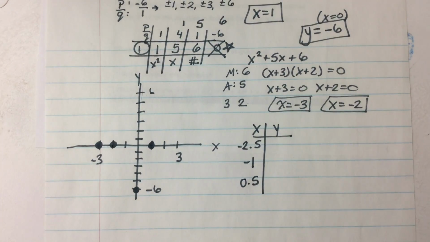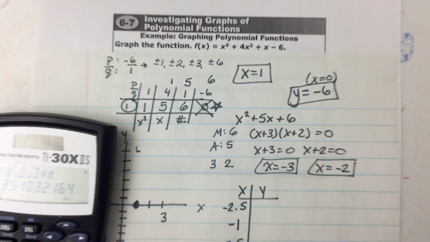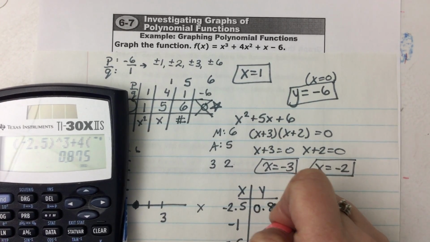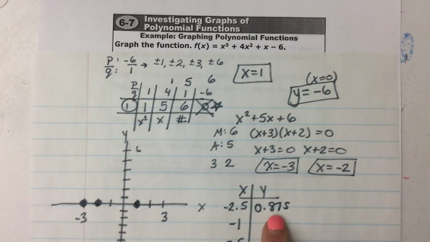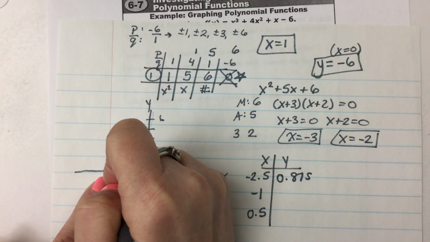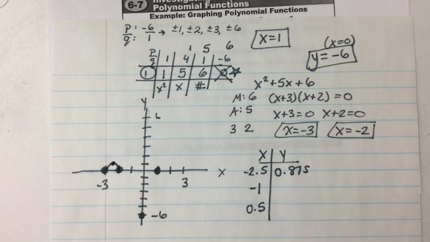Now when you do this, you have to put these back into the original problem. So if I go ahead and put it into the first one, -2.5 to the power of 3 plus 4 times -2.5 squared plus -2.5 minus 6. So this is 0.875, so just a little less than 1. So in order to connect these 2 points, I need to go through the point that's in between them, so that way I know how high that graph has to go.